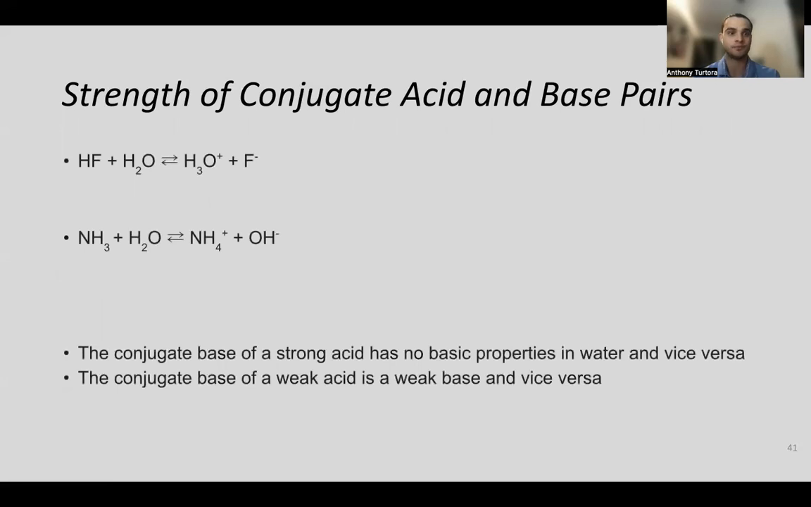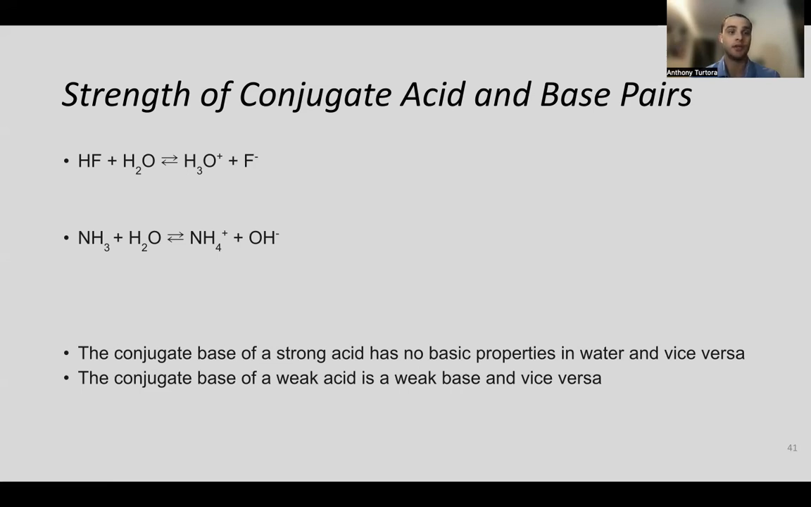All right, so looking at here, we have HF plus H2O. So we have HF in our solution with water. And so we're going to see the strength of the acid-base pair here. So our acid is HF, and our conjugate base is F minus. So HF, which is a weak acid, what will the fluoride ion be? And that will also be a weak base. So if we have a weak acid or a weak base, the conjugate will also be weak.